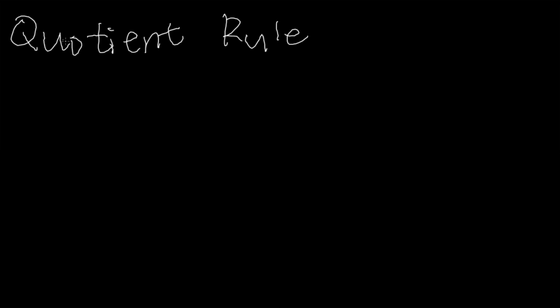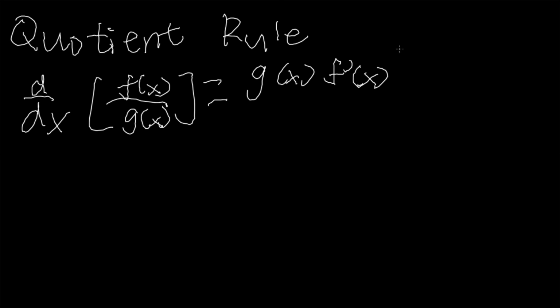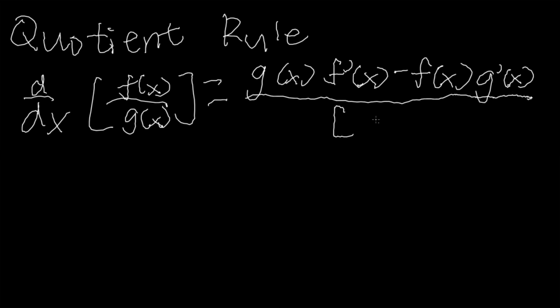Okay, next rule we have the quotient rule. It states that the derivative of f(x) divided by g(x) will equal g(x) times f prime x, my bad, minus f(x) times g prime of x, all over g(x) squared. I know it looks overwhelming at first, but once I explain this later, it'll be much easier.